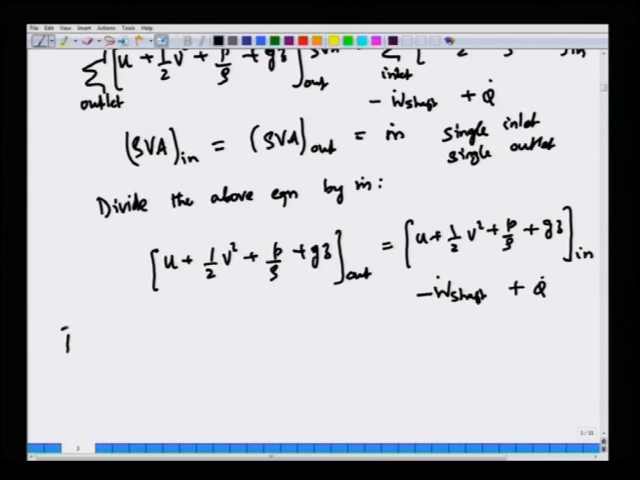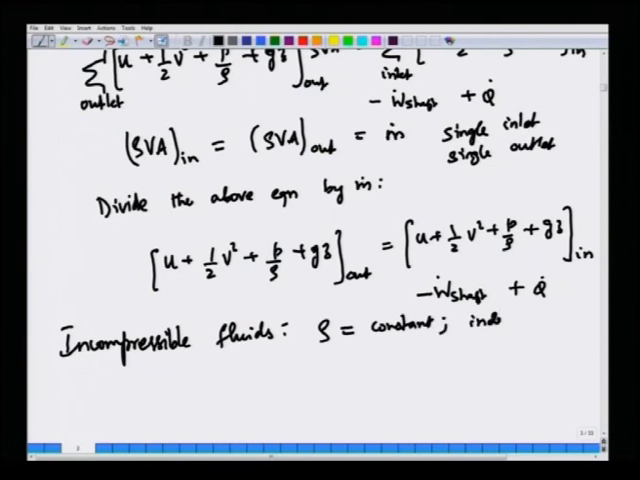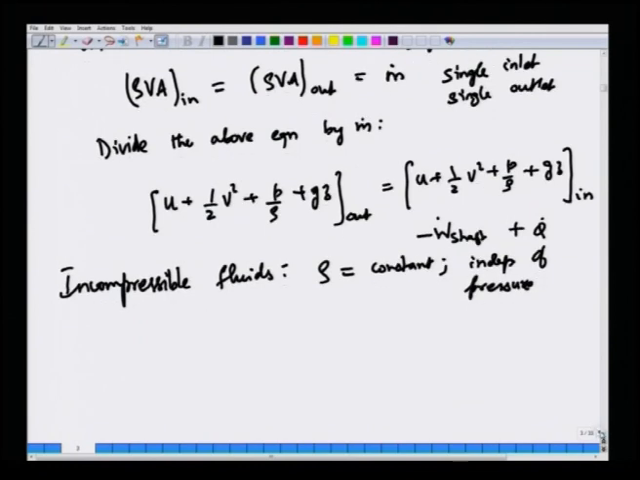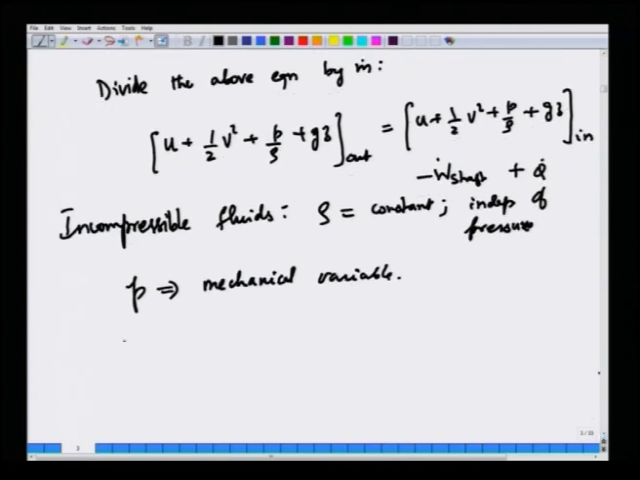If we restrict ourselves to incompressible fluids, where, as we have said some time back, rho is constant, that is, it is independent of pressure. The pressure changes that are associated with the fluid flow do not change the density of the fluid, then the fluid is said to be incompressible. In such a case, the pressure P is purely a mechanical variable, it is not a thermodynamic variable. Whereas U, the internal energy, is a thermodynamic variable.